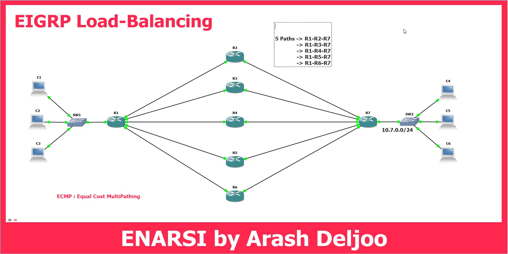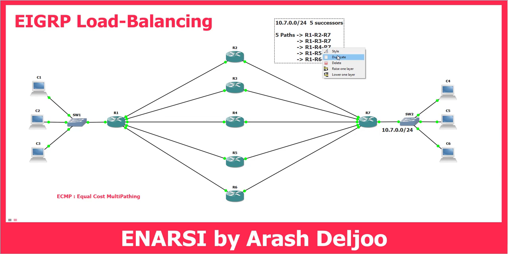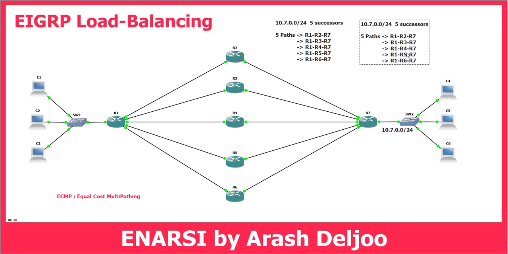Here in the topology table for 10.7.0.0/24, we have 5 successors, and this means that we can inject all of these 5 successors into the routing table. This is the topology table, but in the routing table, let me show you what is happening. We will have all of these 5 paths for 10.7.0.0/24, learned from EIGRP, and here you can see that we have 5 paths. This is load balancing, or EIGRP load balancing.